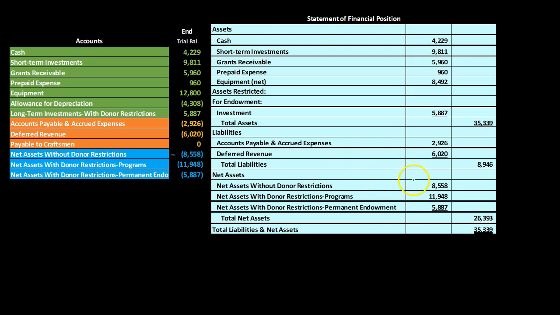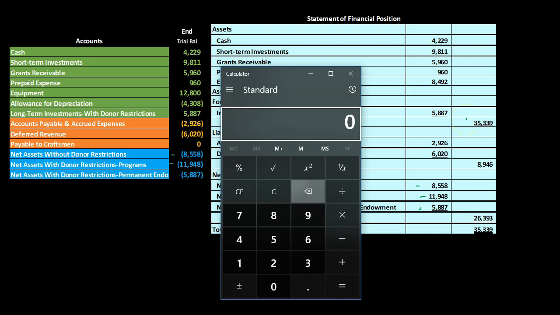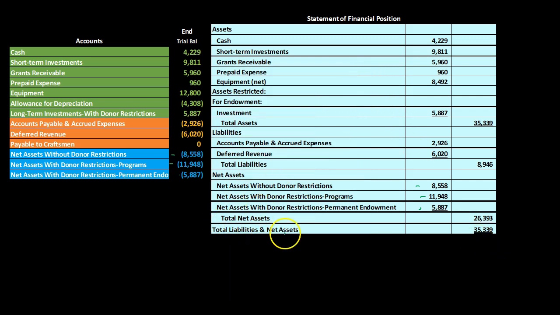The 8,558 is going to be here in the net assets without donor restrictions. We've got the net assets with donor restrictions, the 11,948. And then we have the net assets with donor restrictions for the endowment. That's the 5,887. Then, of course, we can add those three numbers up. The 8,558 plus the 11,948 plus the 5,887 is going to give us that 26,393. The 26,393 plus the 8,946 gives us the 35,399, which is the liabilities and net assets, which is equivalent to the total assets.